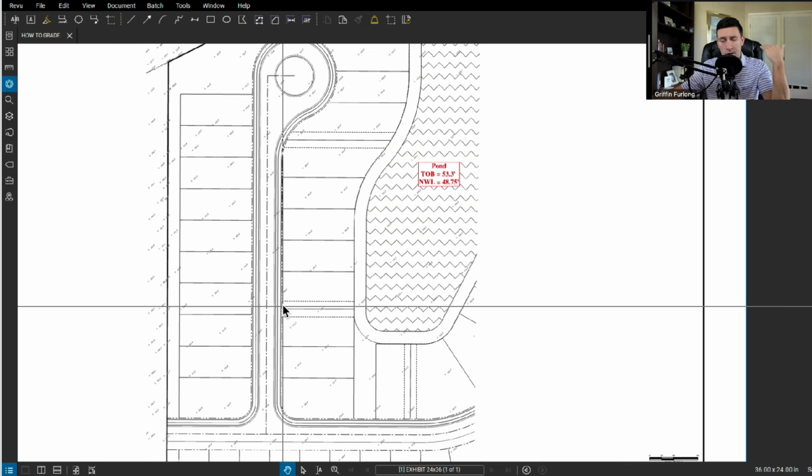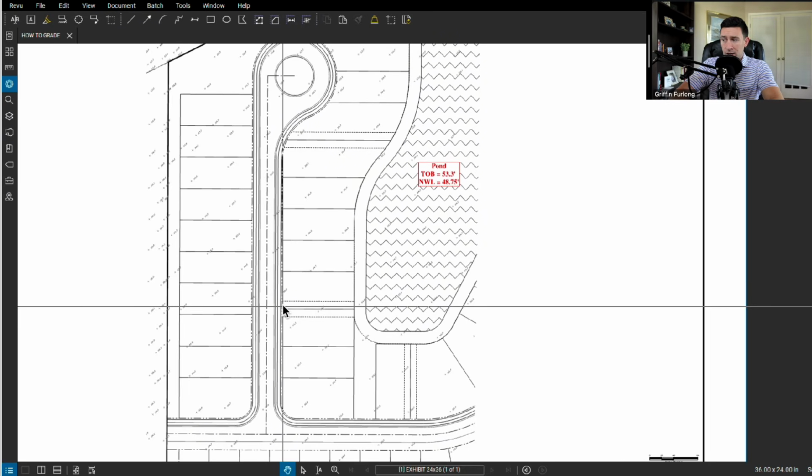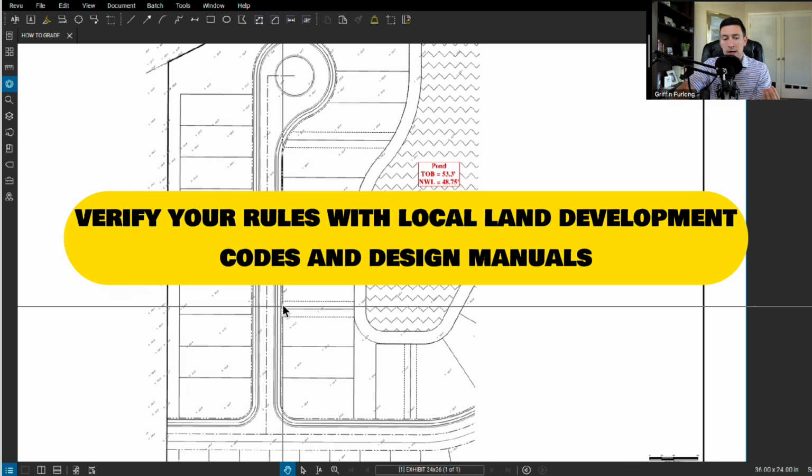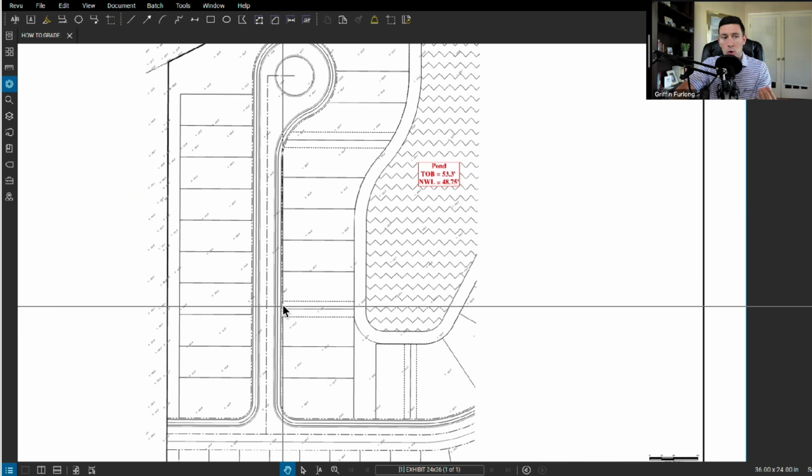Once you have your list of constraints, grading becomes way easier than you think. The hard part is actually visualizing what you're doing, but we'll get to that in a second. So let's start with our list of constraints, and this is not necessarily in order of importance, but this is where my brain heads first. And 99% of these are code driven, meaning your local municipality has a land development code or some sort of stormwater or transportation manual that you have to follow. So we're just gonna start diving into what the constraints will be.